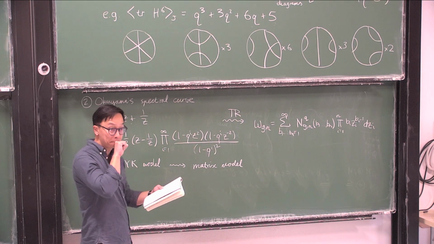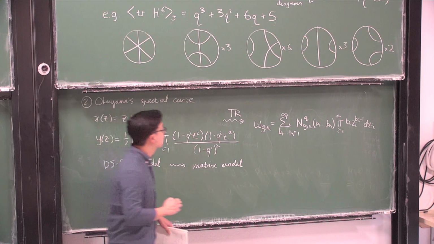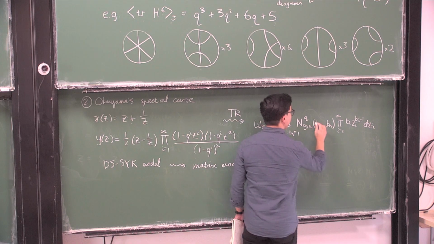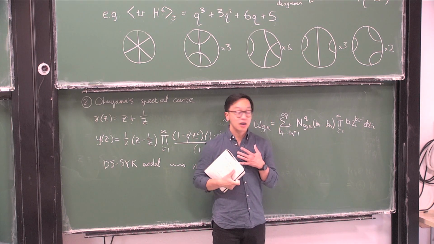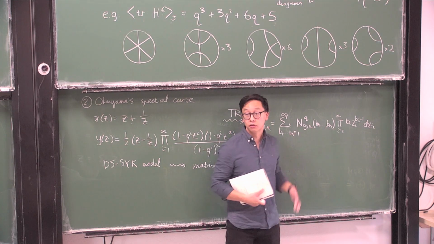What is this N, G, and Q? It's a function of the b's. So you give me your favorite genus. You give me some positive integers b1 through bn. I'm going to give you back some function of q.